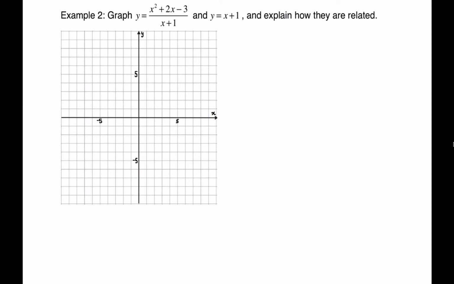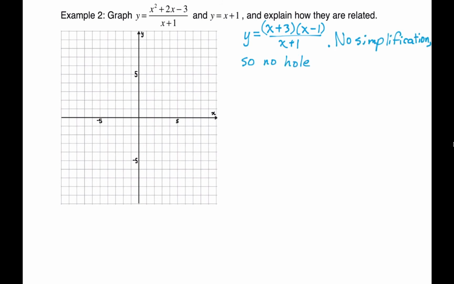Next, let's take a look at the graph of y equals x squared plus 2x minus 3 over x plus 1. Then we're also going to graph y equals x plus 1 and explain how it's related to the graph. All right, so again, we're going to put this in factored form, and we realize that there's no simplification here, so there's no hole. Instead, there's a vertical asymptote at x equals negative 1.